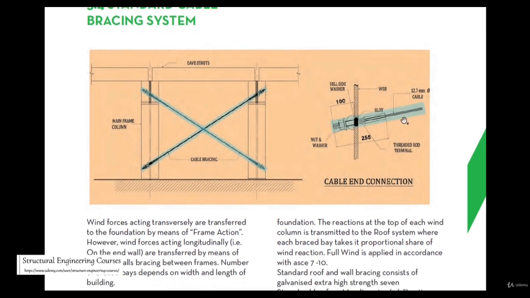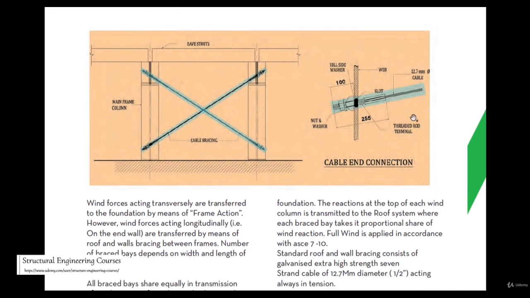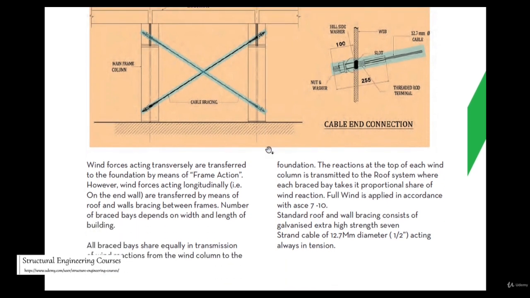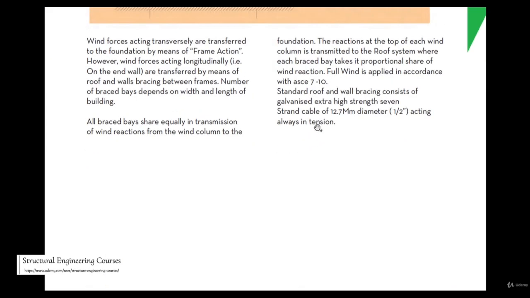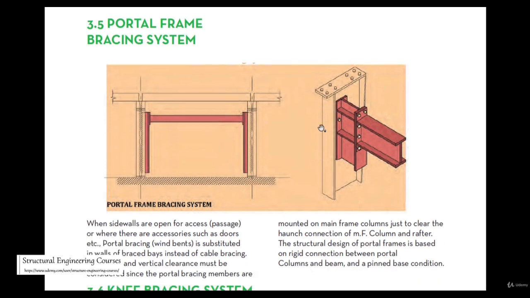So these cables are usually made of high strength steel, usually of yield strength 345 to 415 Newton per mm square, and they are usually taken with a diameter of 12 mm or 16 mm or 20 mm, not more than that. So as they had discussed, they are always in tension.